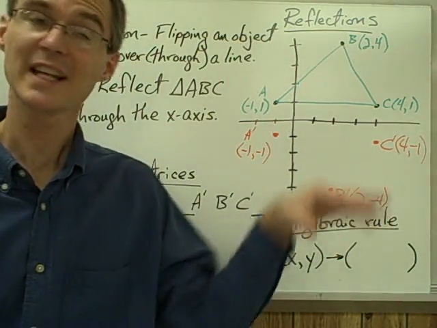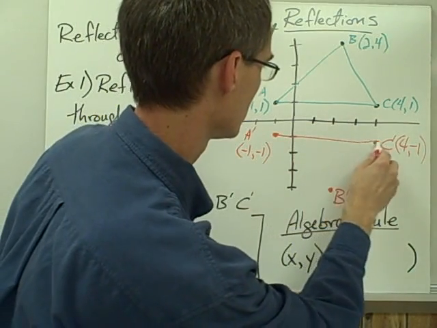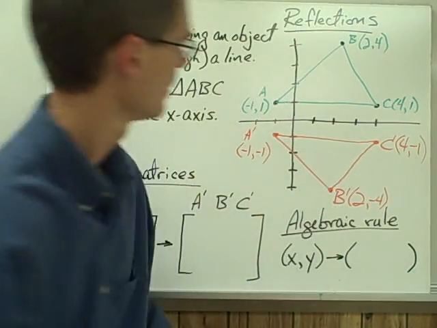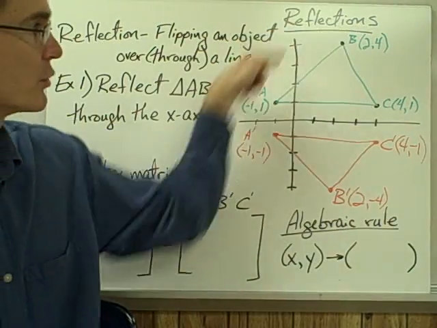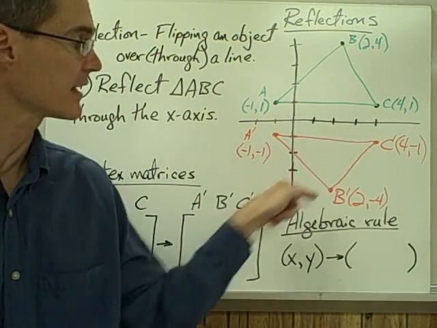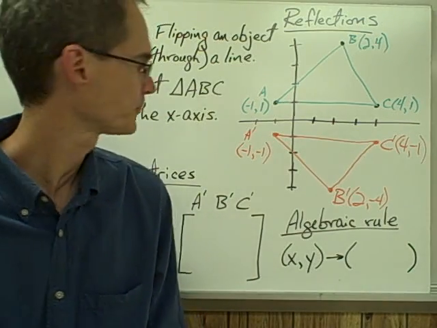All right, so we've just reflected each one of those 3 points. I connect them all up, and now I have an image, a reflected image. I started with this green triangle here, ABC, reflected it over the x-axis. Now I've got a reflected image, triangle A prime, B prime, C prime.